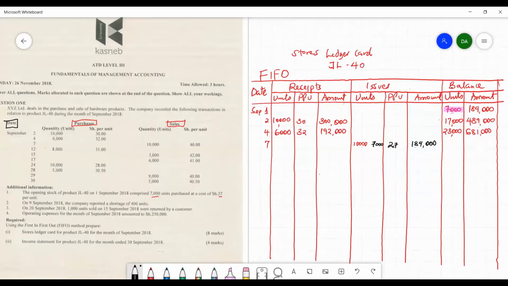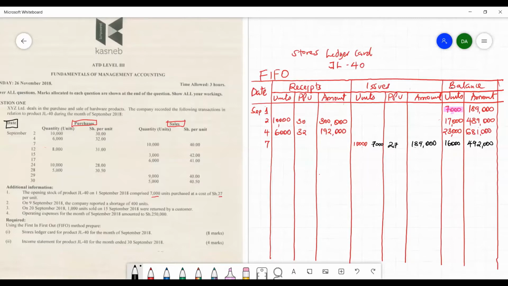After every issue, we need to update the balance by deducting. So we are going to deduct 7,000 from 23,000 so that we have 16,000 as the remaining units, and subtract 189,000 from 681,000 so that we're going to have 492,000 as the remaining amount, or the value of the remaining units.